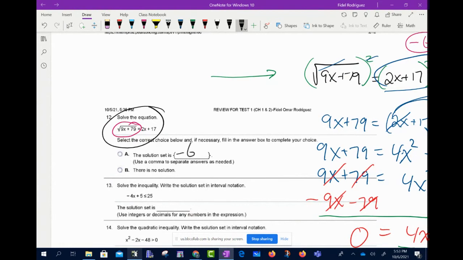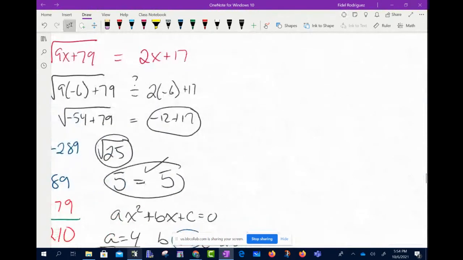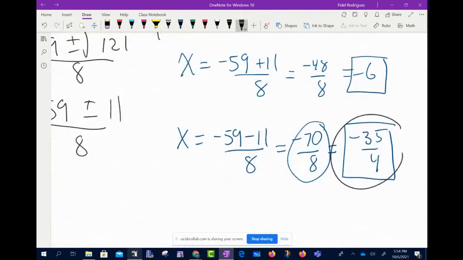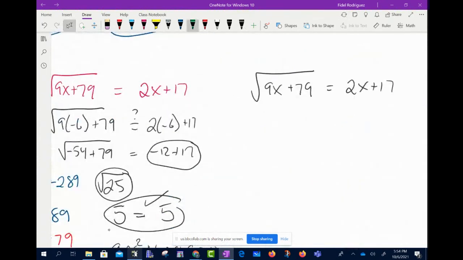Now I still have another one to check. Let me write out the original problem again. Square root of 9x plus 79 equals 2x plus 17. The other answer we came up with was negative 35 over 4. I'm going to be honest, it's not a pretty answer to check, but I don't want you to get too nervous because we can still do this.